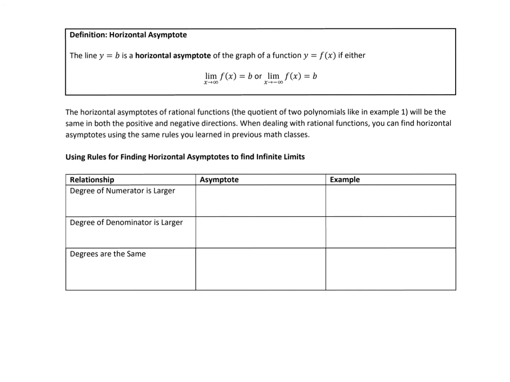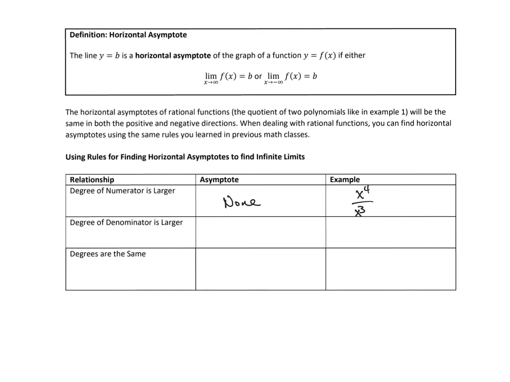Okay. So remember, if the degree of the numerator is larger, we don't have any horizontal asymptotes. So an example of that would be like x to the 4th over x cubed. All right, the higher power is on top. It grows faster on top, so it goes to infinity or negative infinity, depending on which one you're going to.